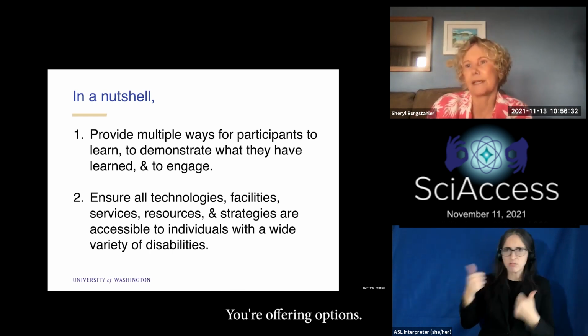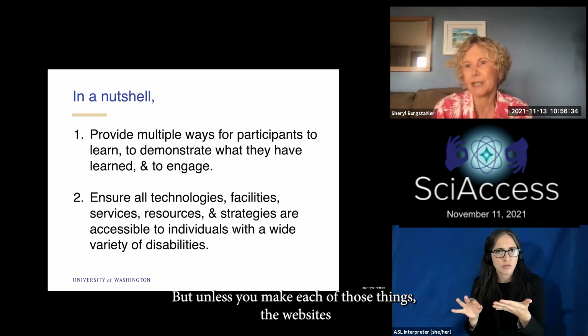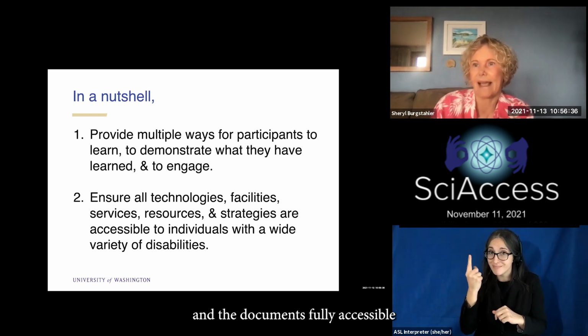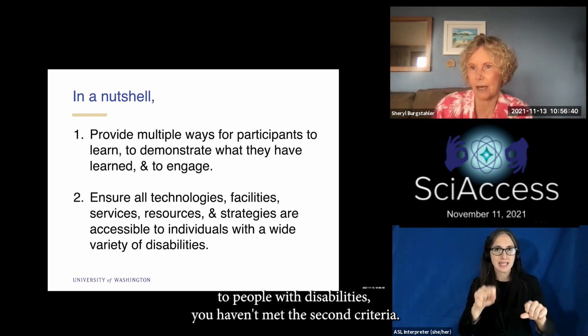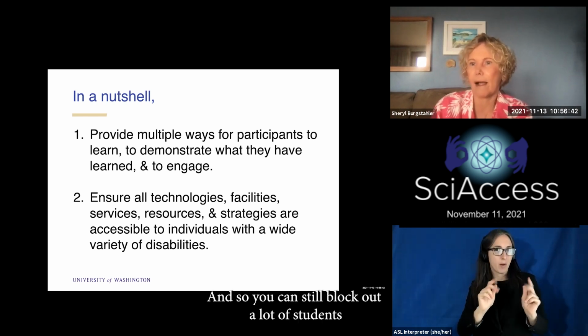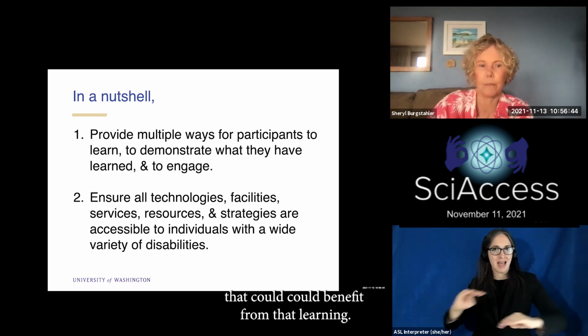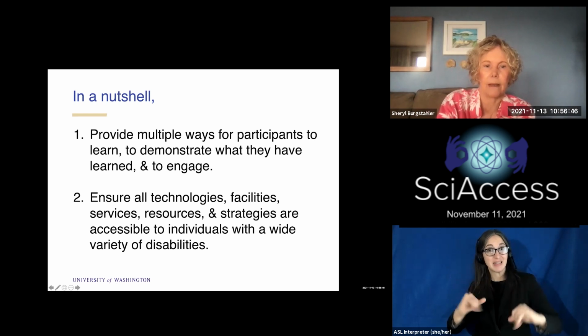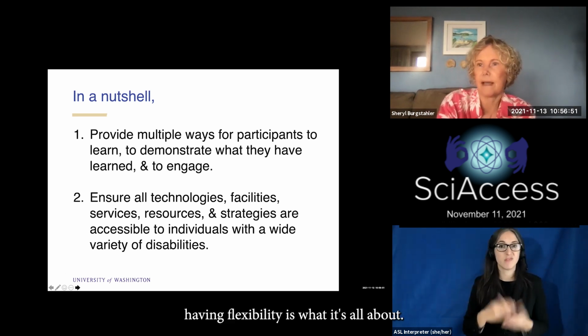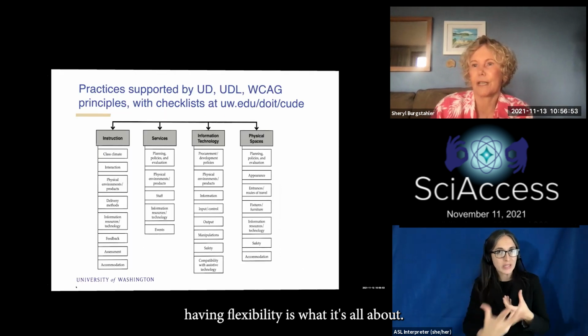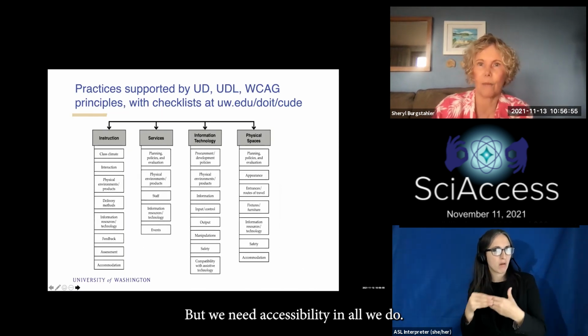You're offering options. But unless you make each of those things, the websites and the documents, fully accessible to people with disabilities, you haven't met the second criteria. And so you can still block out a lot of students that could benefit from that learning. And so making things inclusive, having flexibility is what it's all about, but we need accessibility in all we do.